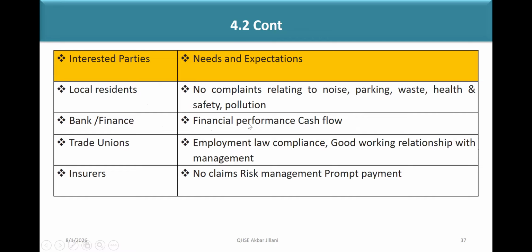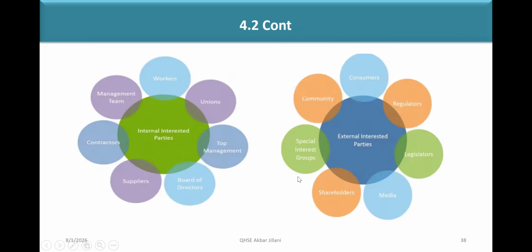Then financial performance, cash flow, trade union, employment law compliance, good working relationship with money. Insurers: no claim, risk management, prompt payment. Now, we also elaborate this here. Interested parties like workers, union, top management, board of directors, suppliers, contractors and the management team. Over here we have external parties: consumers, regulators, legislators, media, shareholders, special interest groups and community.